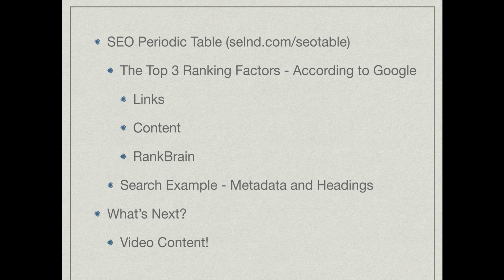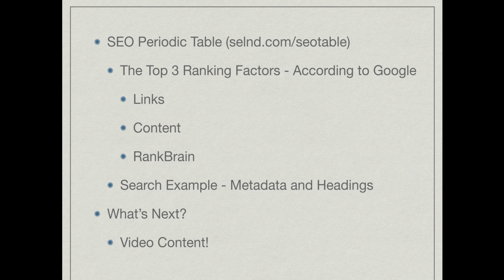So to start, I'll be going over this SEO periodic table. It was provided by Search Engine Land, and I found it very useful. This is information that most SEO experts know, but they did a nice job of making a graphic example of how these things work together. And then I'll discuss, alongside that periodic table, the top 3 ranking factors according to Google. Again, I have a link to this information in the description.